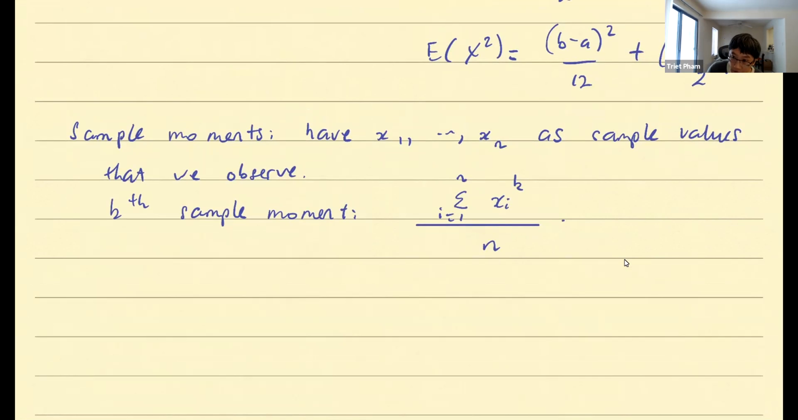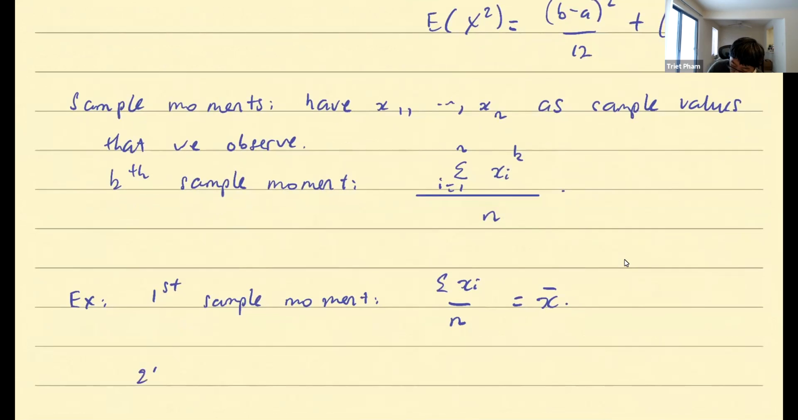Again, this is not something that's too crazy. For example, what is the first sample moment? It's the sum of xi over n, which is nothing but our sample mean. What's the second sample moment?